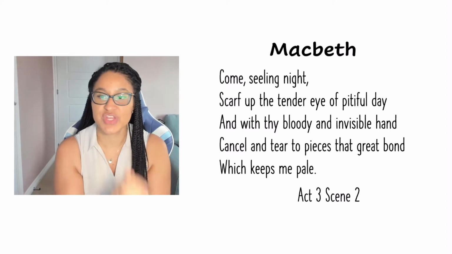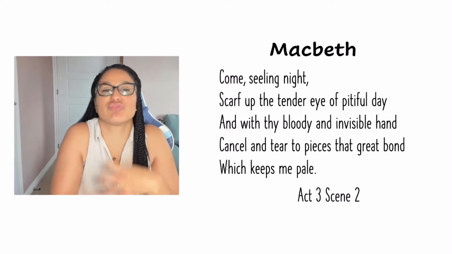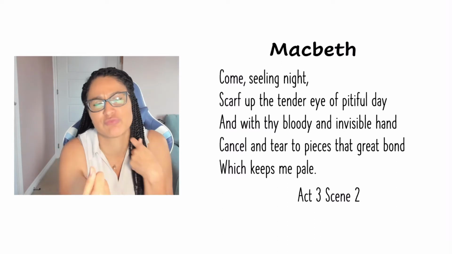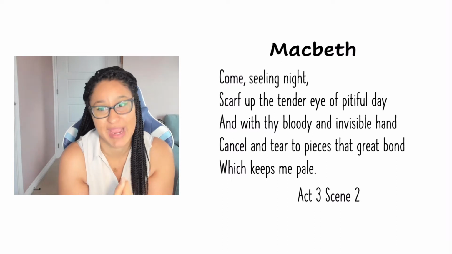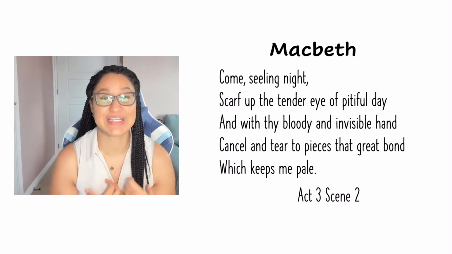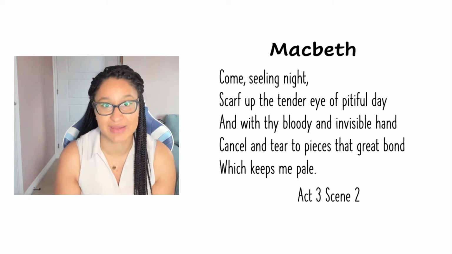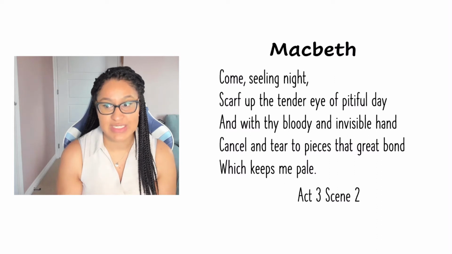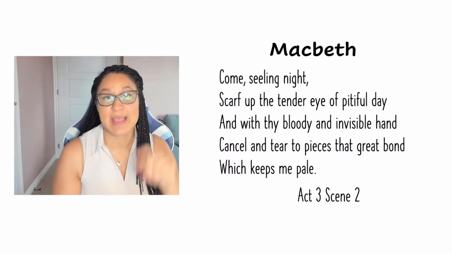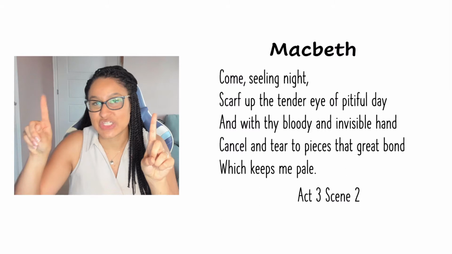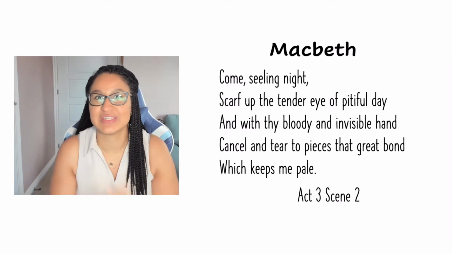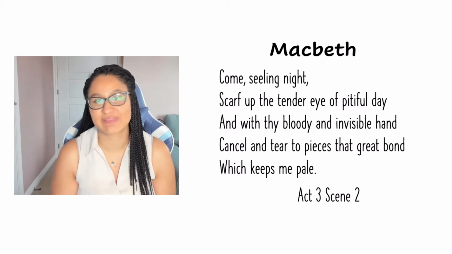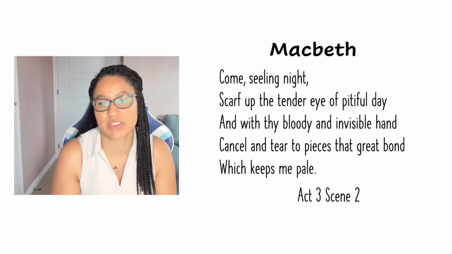He wants the knight to come and essentially get rid of the friendship he has with Banquo, the connection, the relationship, the care he feels for Banquo, which makes him afraid to go ahead with killing Banquo, which keeps me pale. Another way of viewing it is that the great bond is not Macbeth and Banquo, it's Banquo and his children one day becoming king. That's the bond he wants broken. And that is the bond that Macbeth is afraid of, the fact that the witch's prophecy said Banquo's sons would be king.